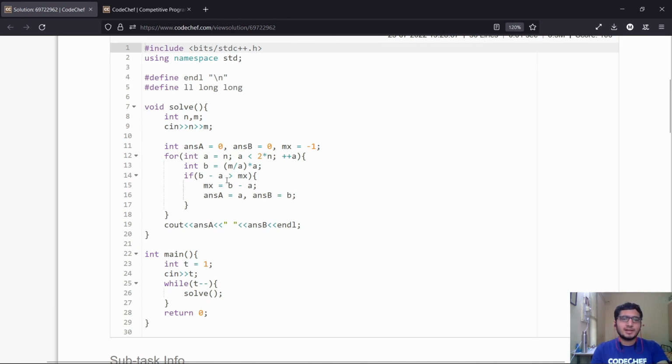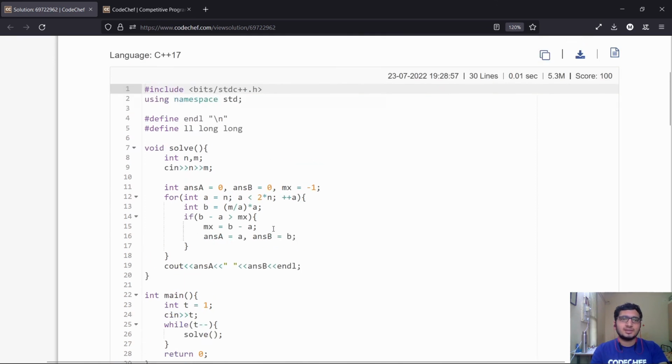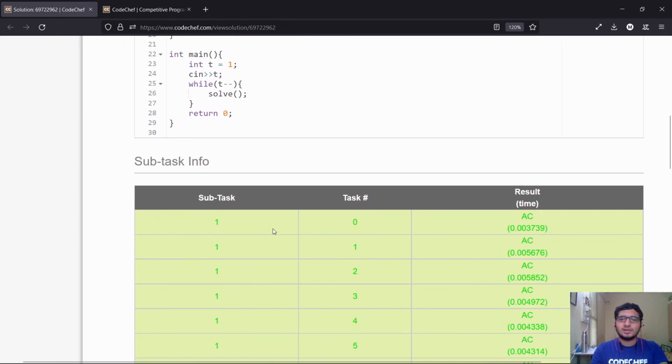Now if our b minus a is greater than our max, initially that will be the case, right? So our max will change to b minus a and our answers, which were initially 0 0, will change from a to b. And once we are done with this, we will have our max answer and simply we will print it. So answer A, answer B. And as you can see, I have gotten all ACs here.